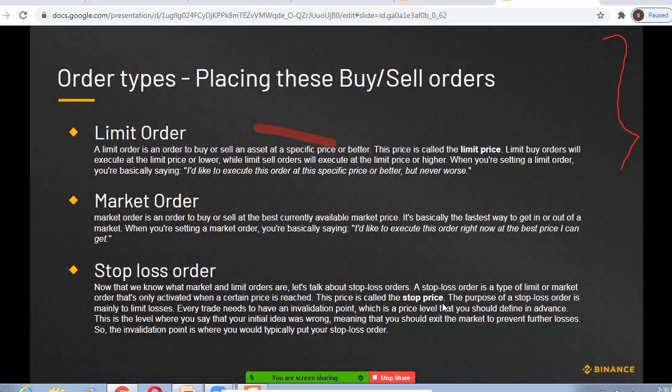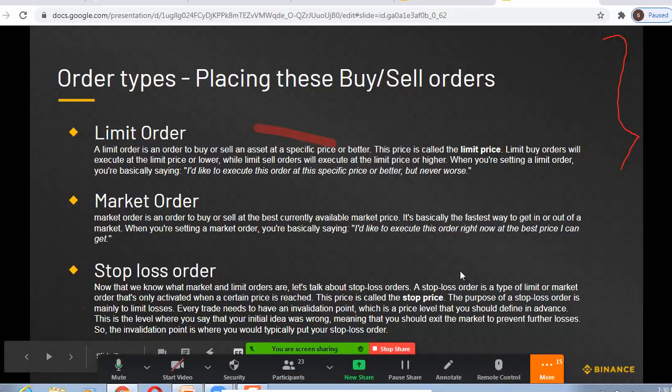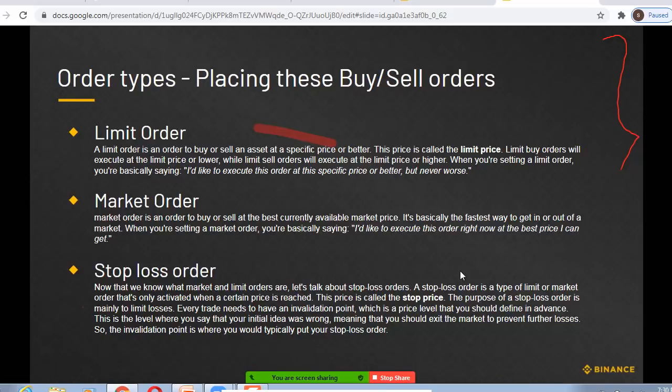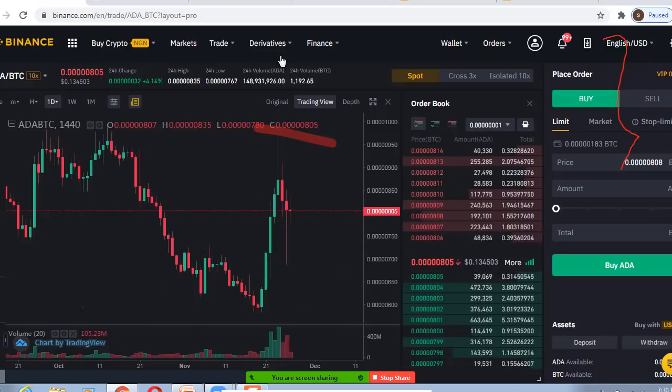So let's say, for example, you buy Bitcoin at $10,500. And you say, okay, if Bitcoin crosses below 10,000, I am not interested again. Please convert my Bitcoin to USDT, which is a stable coin. I don't want to lose the value of my Bitcoin anymore. So that 10,000 is your invalidation point. Remember, you bought it at $10,500. If it drops to 10,000, it will automatically sell your Bitcoin back to USDT, so that you don't lose anymore. So the stop loss order is used to limit a trader's loss. Now let's look at a practical section of it so that you understand.